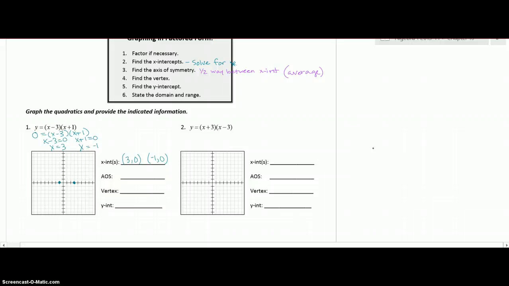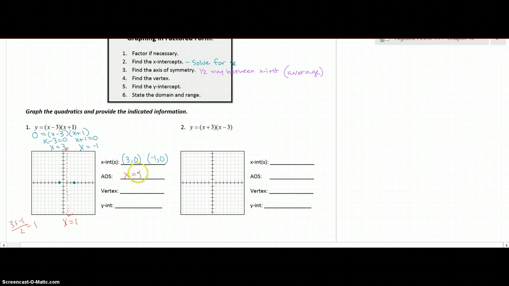So in this problem, you can probably see that the axis of symmetry is going to be on 1. And if you found the average between 3 and negative 1, 3 plus negative 1 over 2, because you're just adding 2 numbers and dividing by 2, you would see that you get 1. Remember, that is a vertical line, so it's x equals some number, and in this case it's 1, so the axis of symmetry is x equals 1. So notice, for x-intercepts we use points or coordinates. For the axis of symmetry, we have an equation of a line.